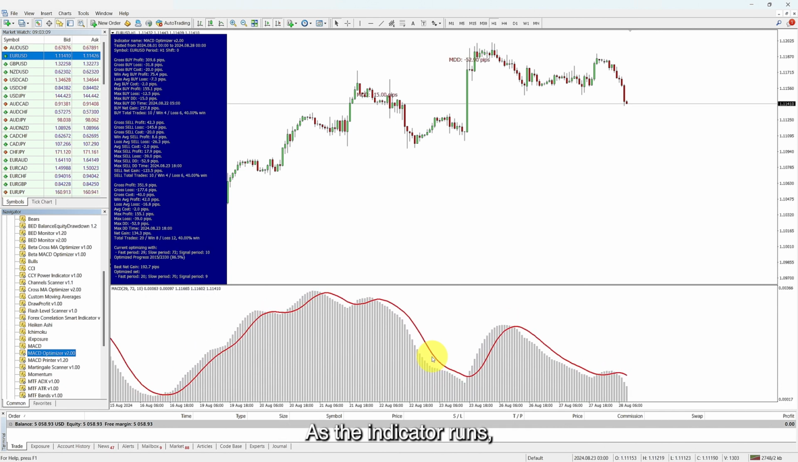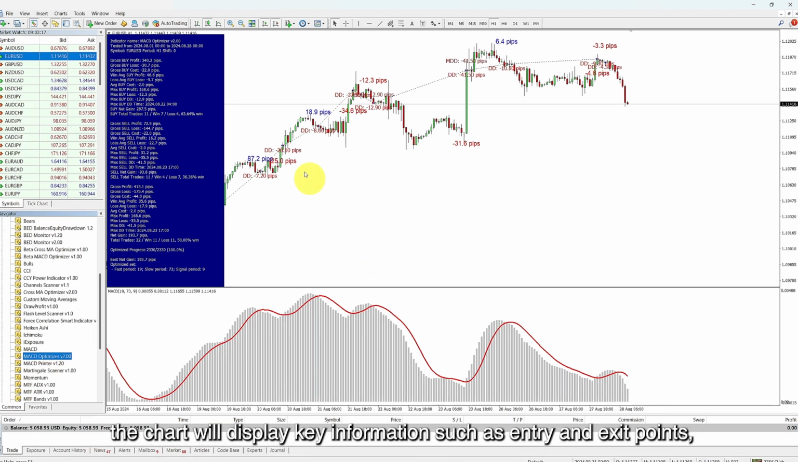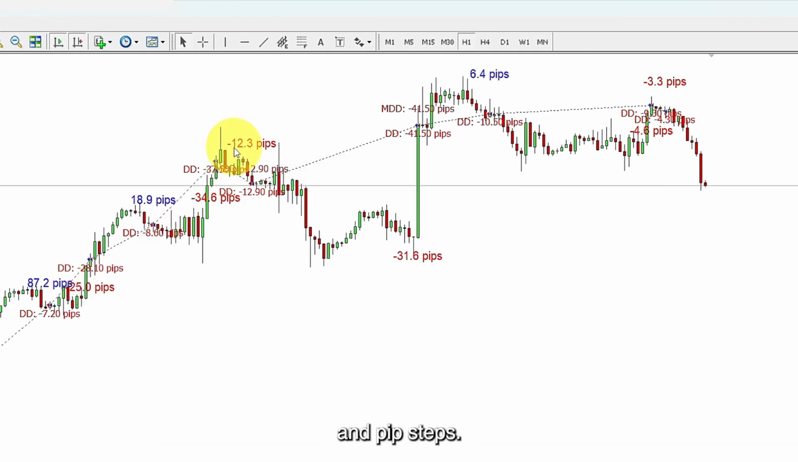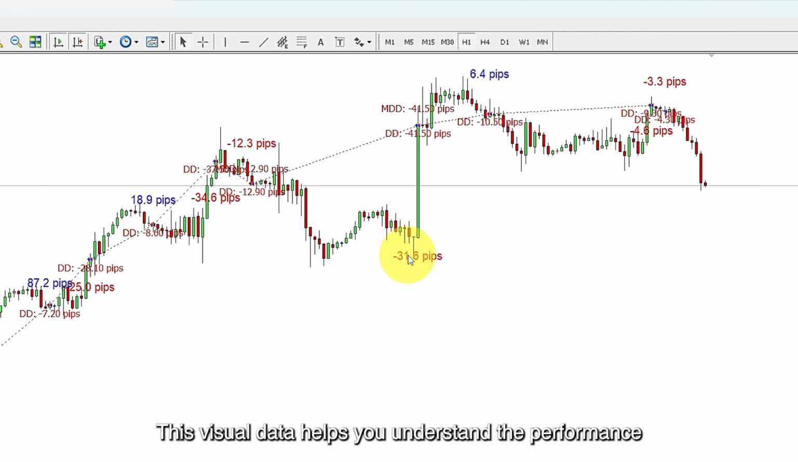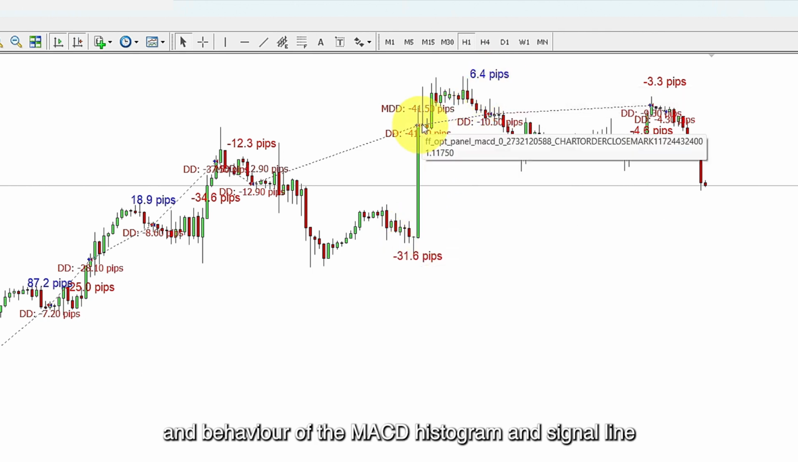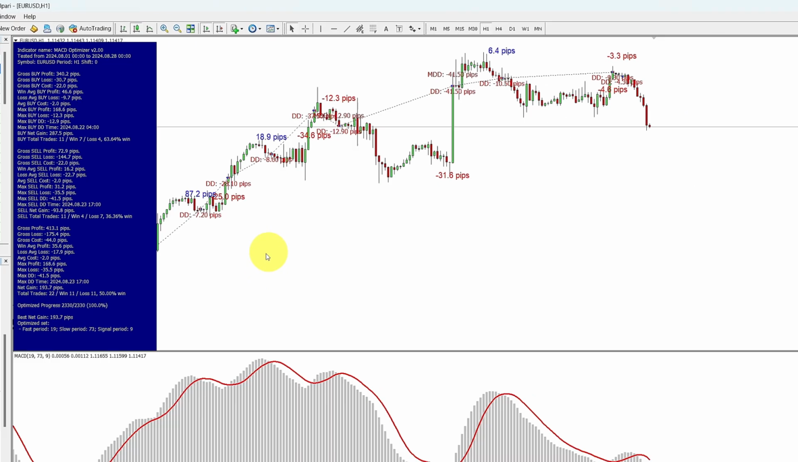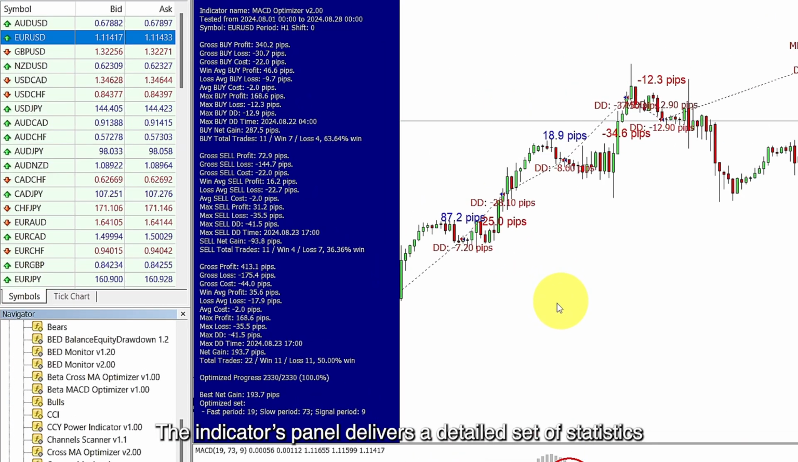As the indicator runs, the chart will display key information such as entry and exit points, drawdown levels, and pip steps. This visual data helps you understand the performance and behavior of the MACD histogram and signal line crossover strategy in real time. The Indicators panel delivers a detailed set of statistics that provide a comprehensive overview of your optimized strategy's performance.